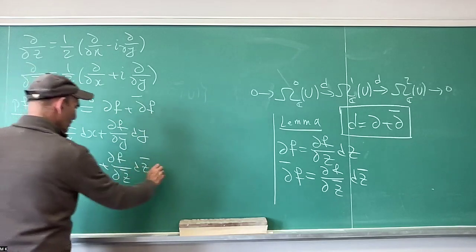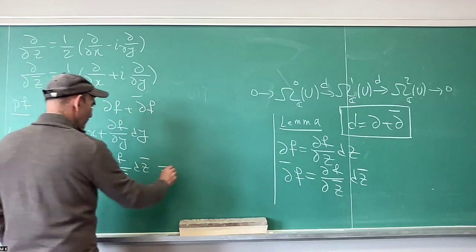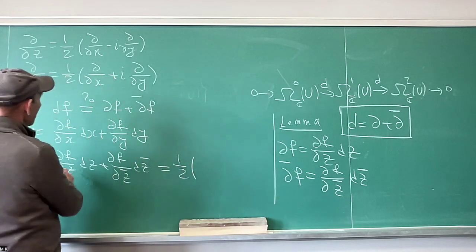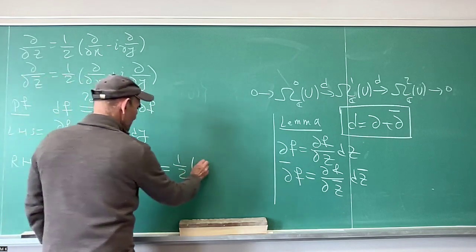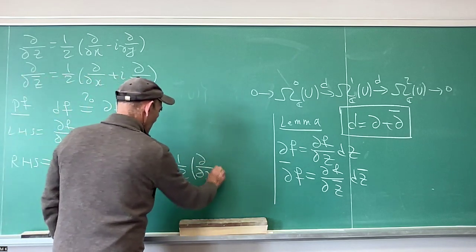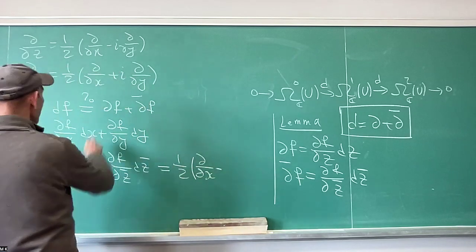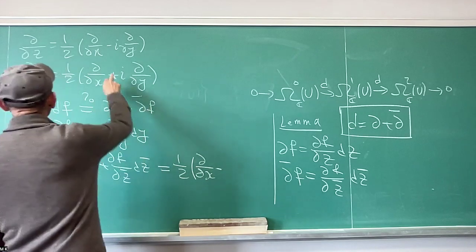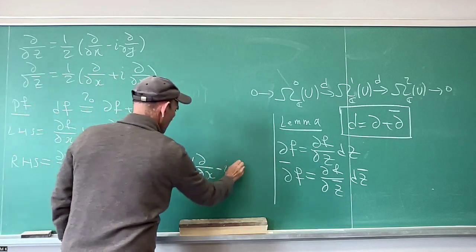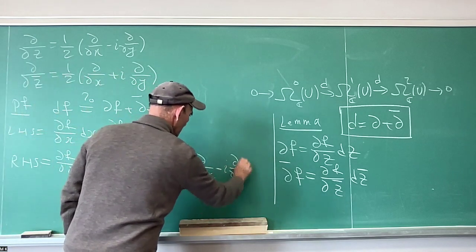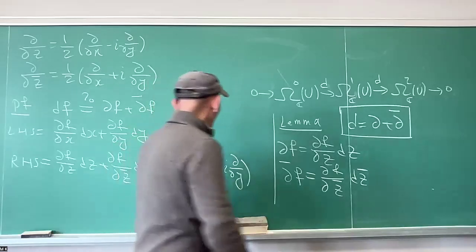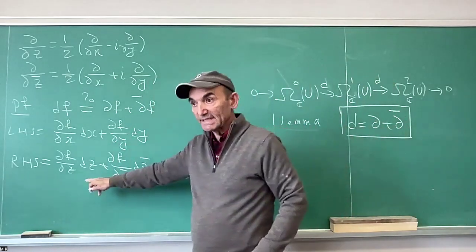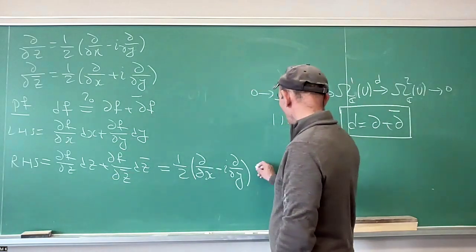Oh, this is the one I need. So this is equal to half of ∂/∂x minus i ∂/∂y, and then I multiply this by dz, which is dx plus i dy.